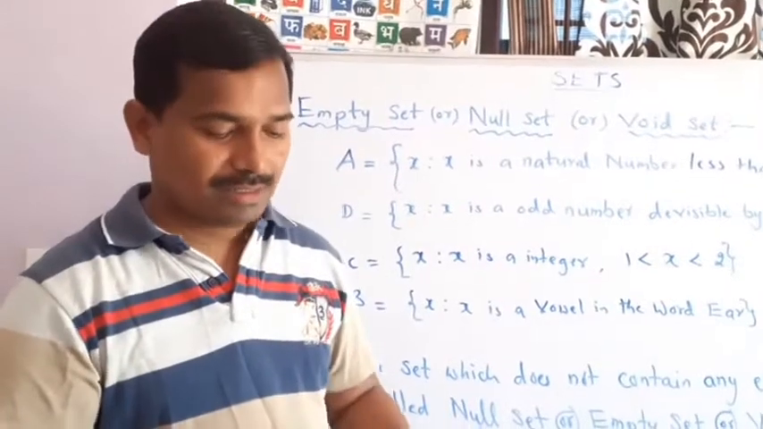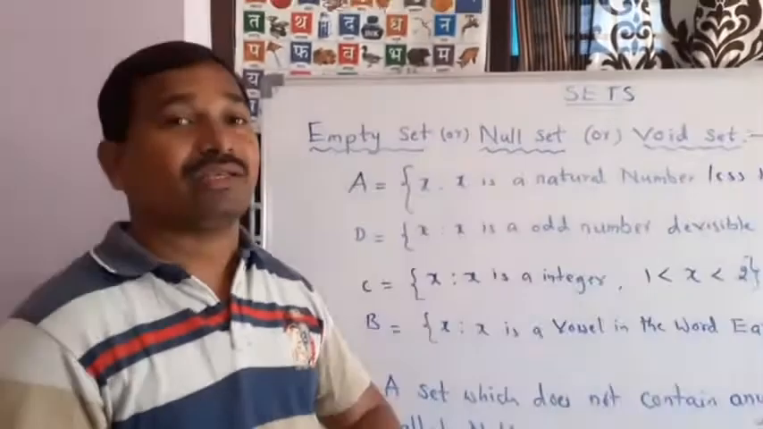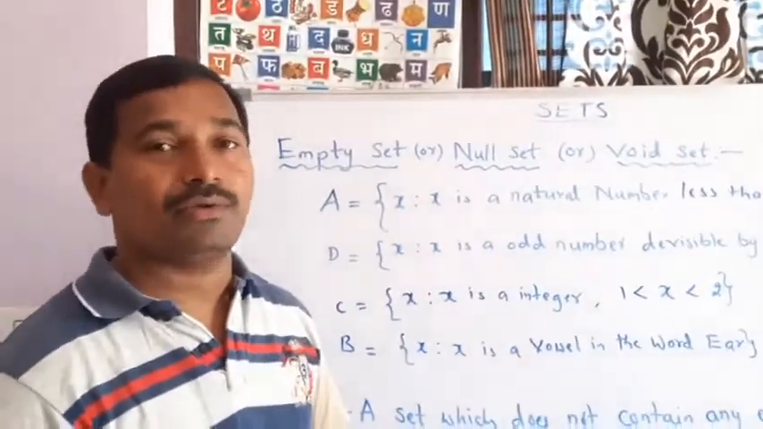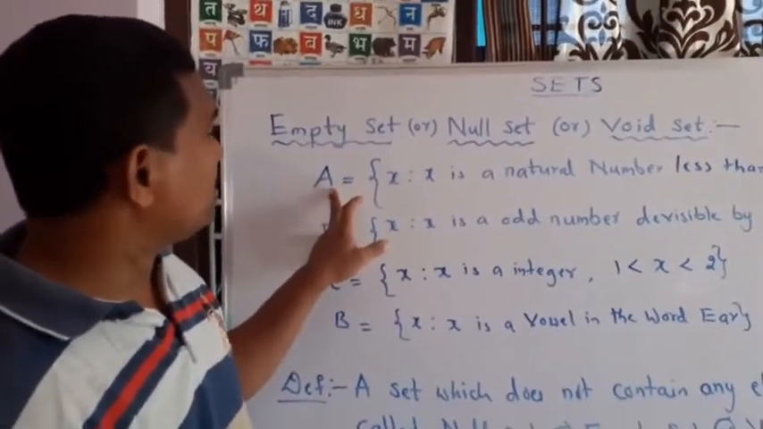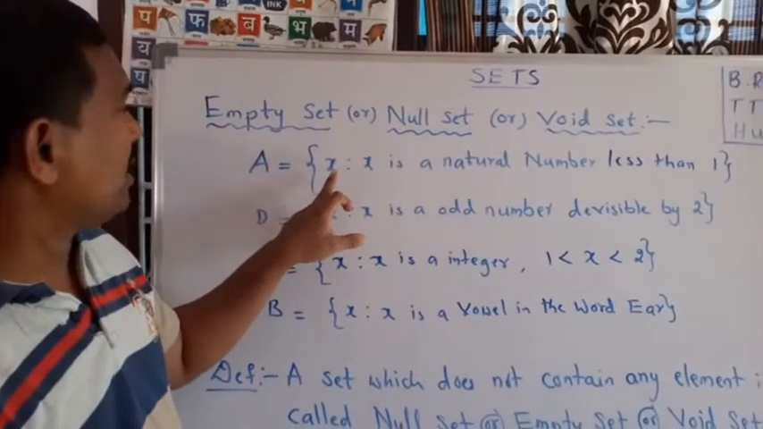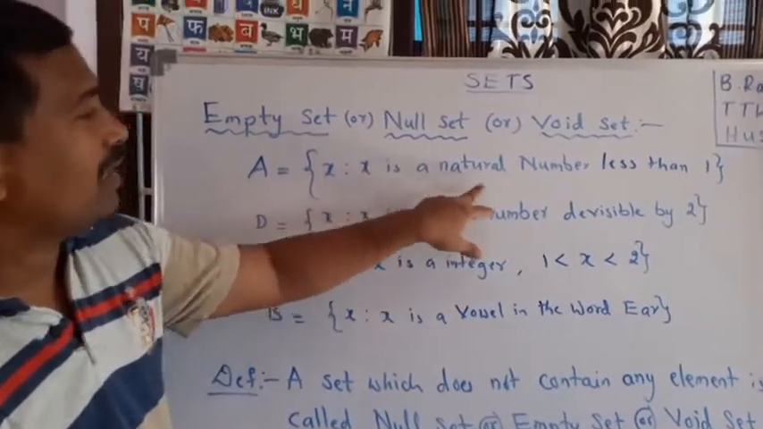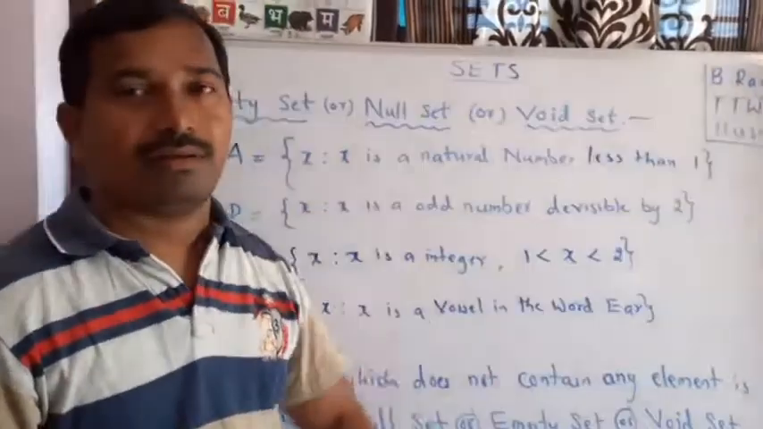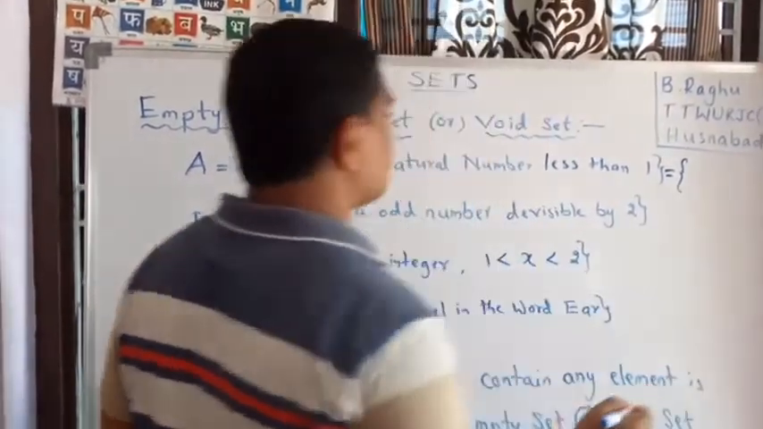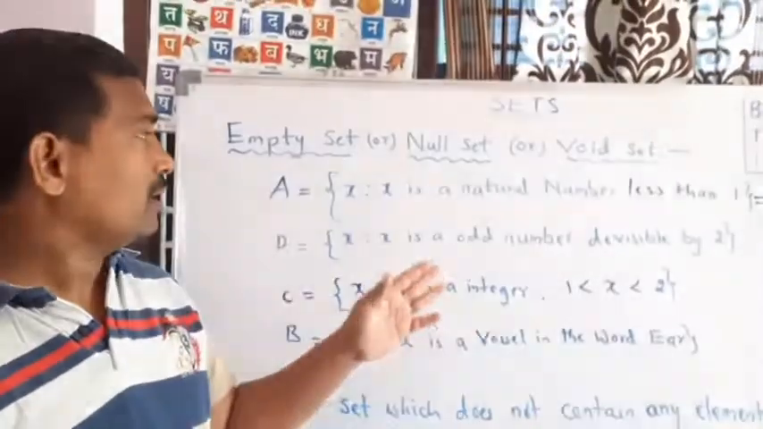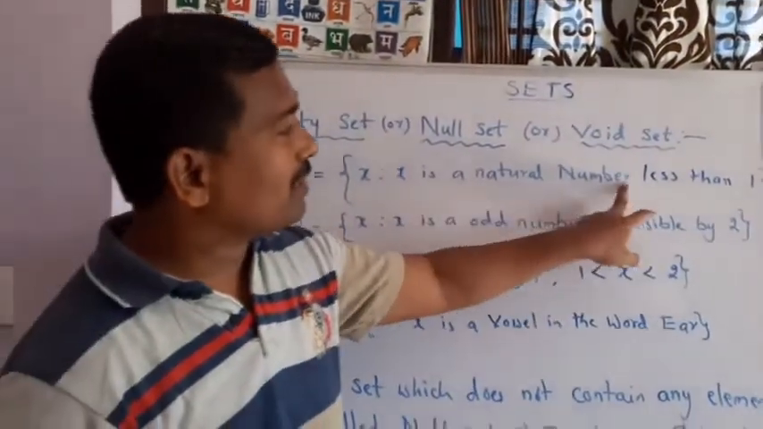Okay, do you understand? Now let us see mathematically what is empty. Generally you know what is empty, but mathematically it is a set. A is a set. X is an element such that X is a natural number less than 1. This is the set builder form. Write it in roster form. Can you list out these set elements? X is a natural number less than 1.